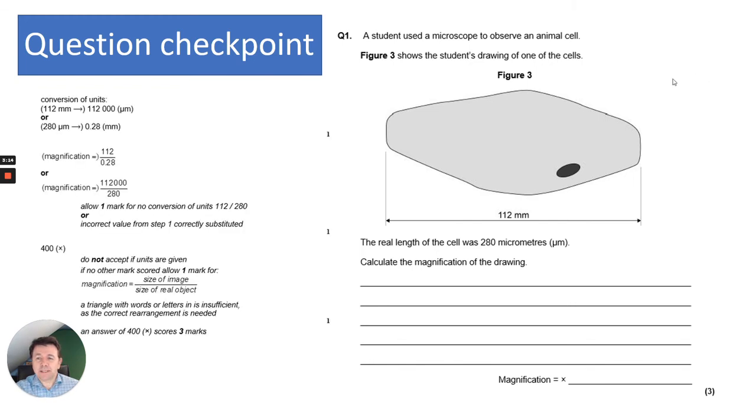Okay, and what you do is this. The 112, you can convert into micrometers, so times it by 1,000, or you could take the micrometers of the real length and divide it by 1,000 to get it into millimeters. So you have to make sure you've got the correct units first. I probably would convert it all into micrometers. That's what I always do with my class. I always say if you measure in millimeters, to get micrometers, you times it by 1,000. So if you do that, let's look at the 112,000 divided by 280. That gives us times 400. So that would be the correct answer.